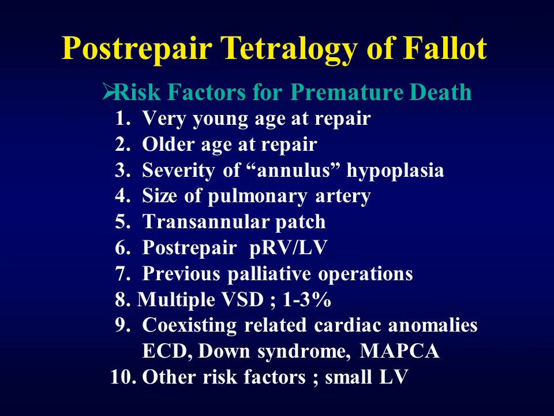Risk factors for premature death. Post-repair tetralogy of Fallot. Risk factors for premature death: 1. Very young age at repair. 2. Older age at repair. 3. Severity of annulus hypoplasia. 4. Size of pulmonary artery. 5. Transannular patch. 6. Post-repair PRV/LV. 7. Previous palliative operations.